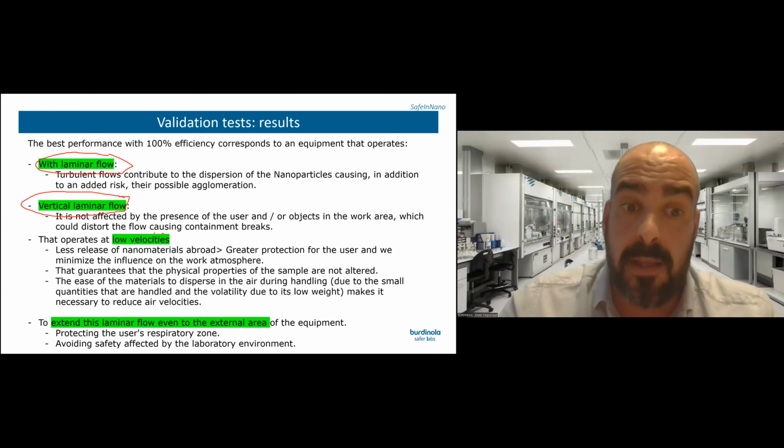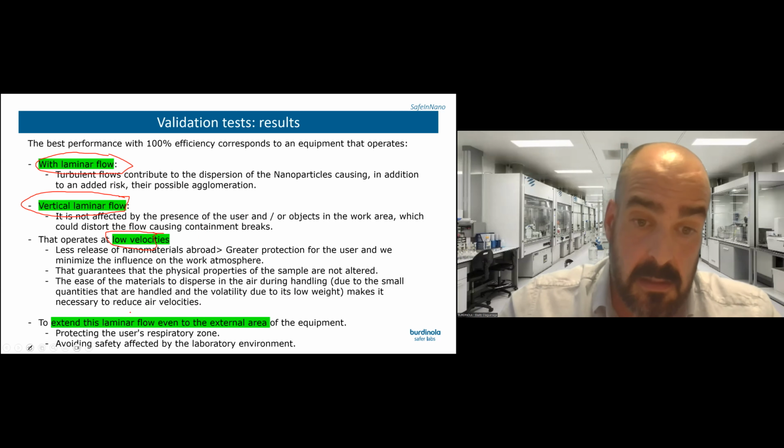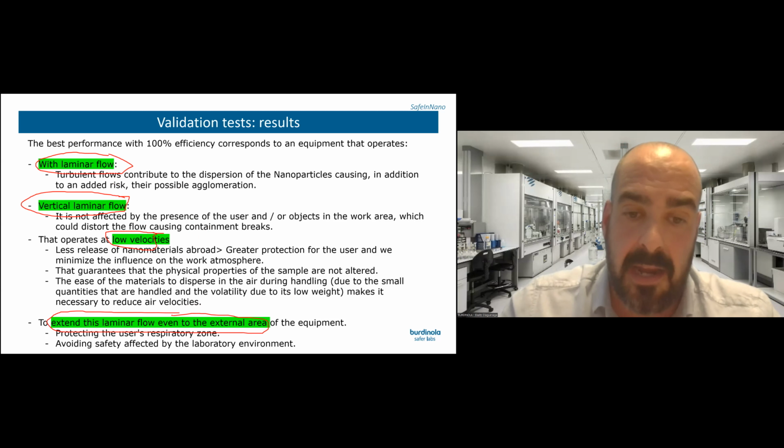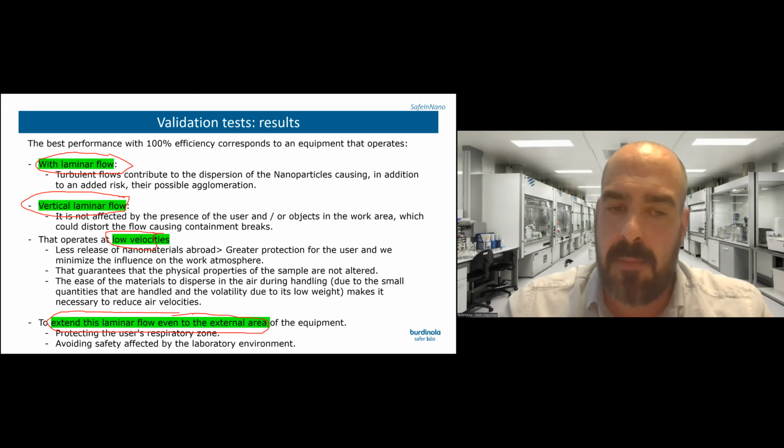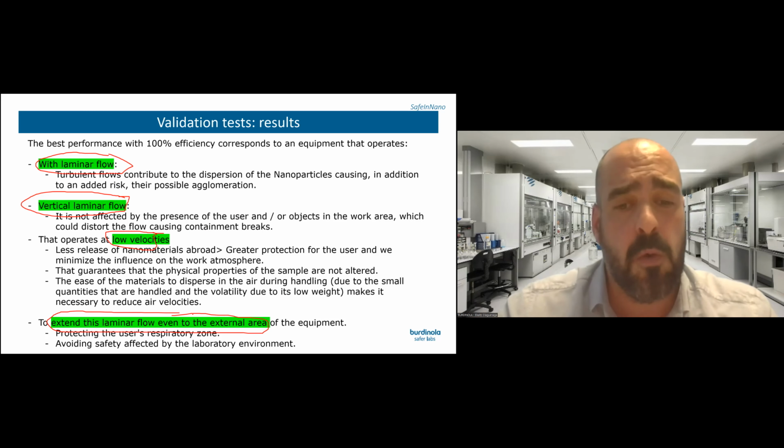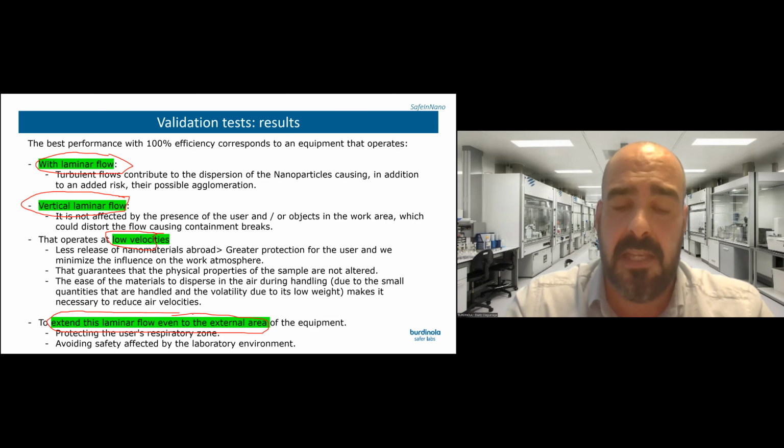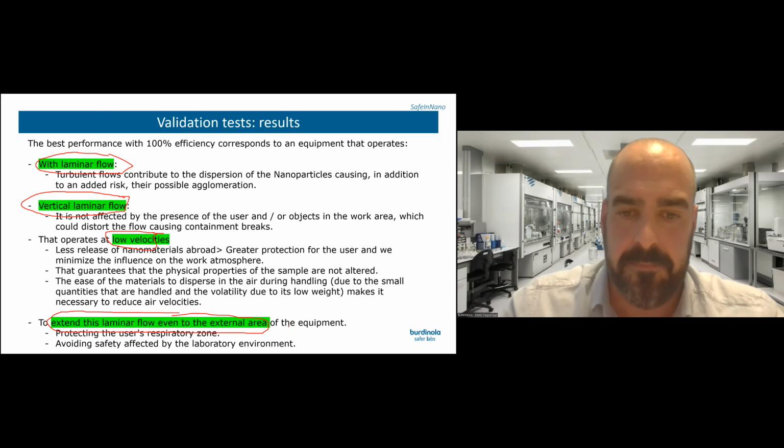It's quite important also to use low velocities. The higher the velocity, the more it contributes to turbulent flows. And it is quite important to extend this laminar flow to the external area. So we are using a laminar vertical flow inside and another one outside in order to generate this virtual air barrier.